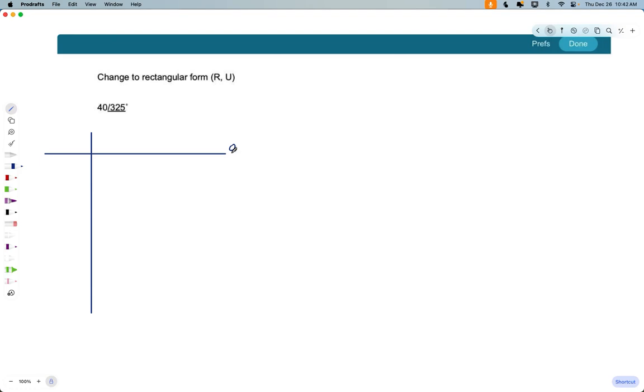So this we know is 0 or 360. And this one is 270. So we know 325 lives somewhere below 360 back this way. So I'm just going to say 360 minus 325. That's going to be 35 degrees below 360. So 35 degrees in here. And it's going to have a length of 40, whatever it is. That's the point that we're at.